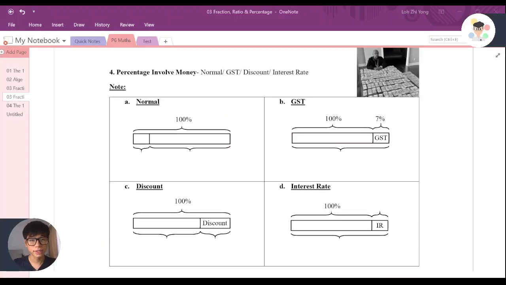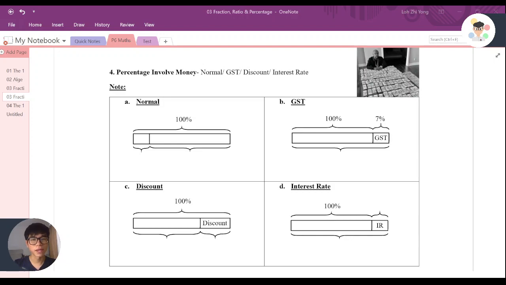Welcome back to Digital class, and this is a discussion for booklet number 3, fraction, ratio, and percentage. And now we are trying to do notes on the percentage involved money. Now, you can see from these notes, I actually have categorized for you that there are 4 things that usually question will ask percentage that's involved money.